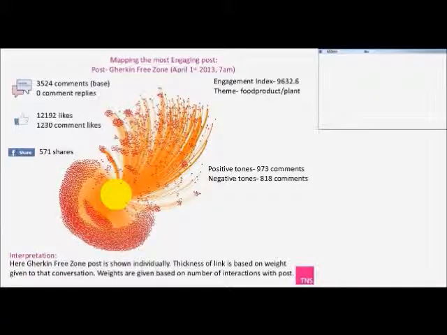Now it's easier to say, okay fine, this post or update got the highest number of engagement, but why did it actually get the highest interaction? What was special in that communication by the brand that attracted more people to talk about it? For that you need to individually study the post.